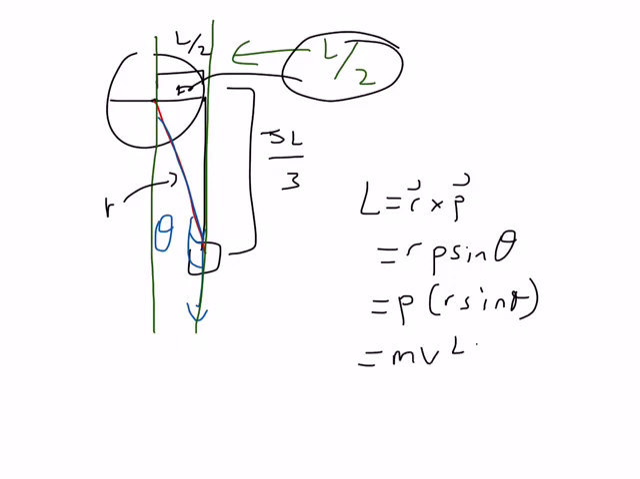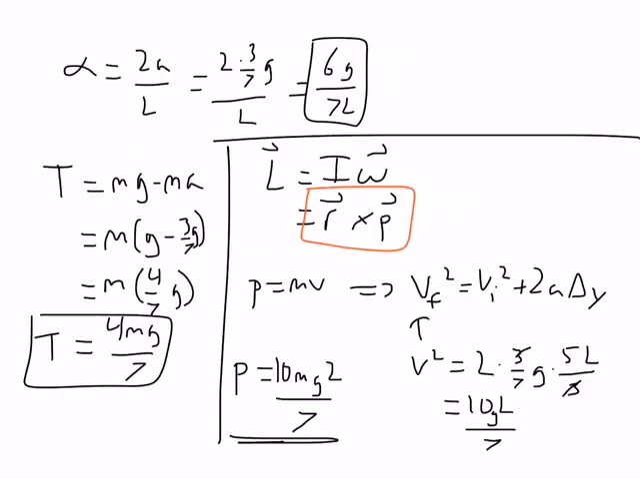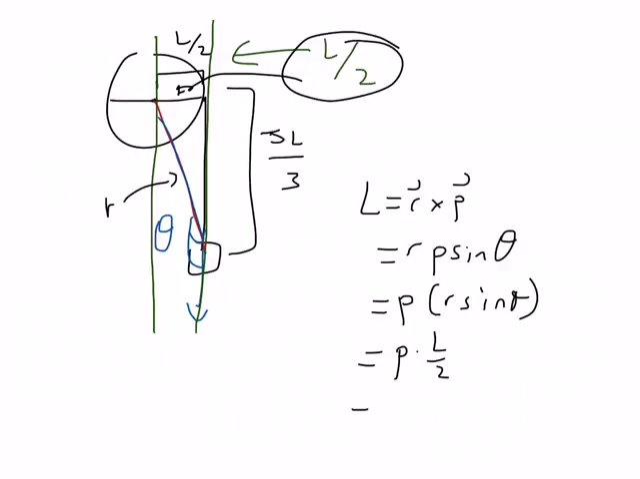So mv L, actually, sorry, we already have p, so I don't do that. So p times L over 2. And we just found p, which was, oh, I made a mistake. I have to go back. So going back here, this was v squared. So v is the square root of that. And so I'm going to have to change what my momentum is. So it's m square root of 10GL over 7. All right, so now I can plug all this in. So m square root of 10GL over 7 times L over 2.